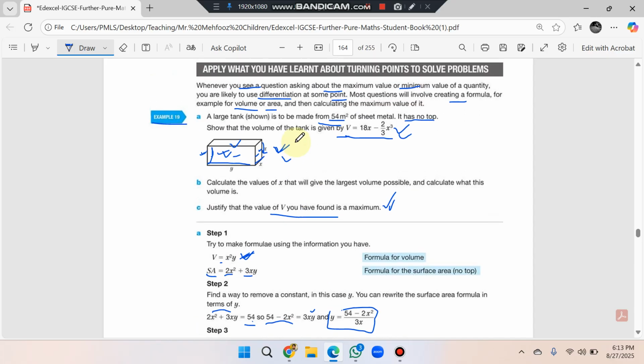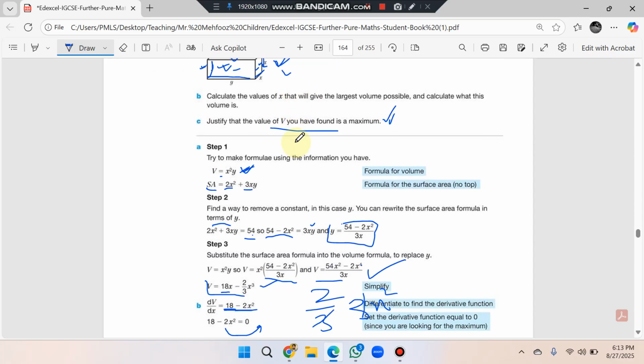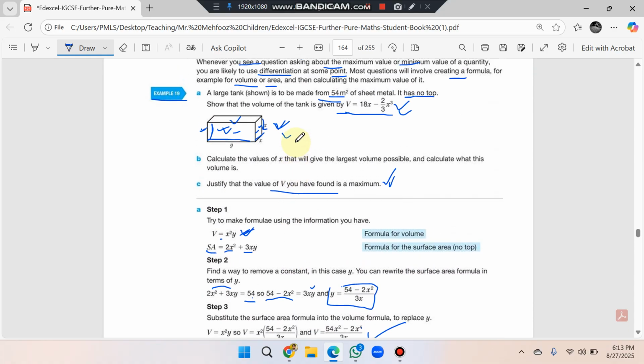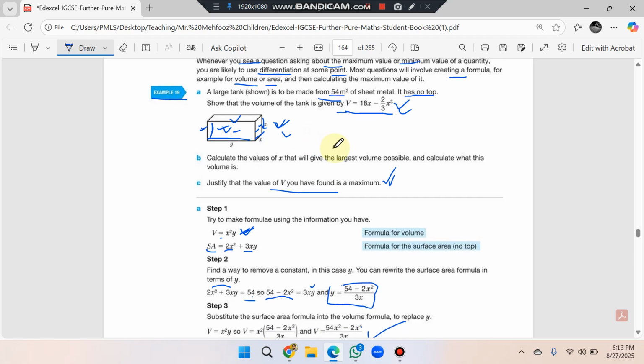Do you understand this example or not? Yes. This is quite an easy example. Can you solve it now by yourself?